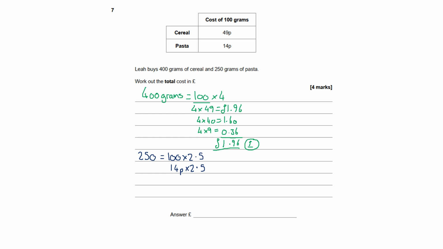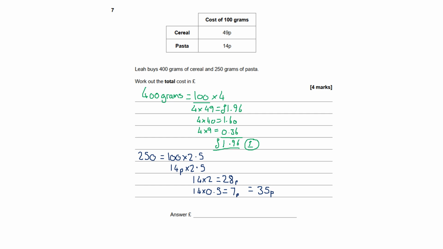So how do we do this one? Well, like the other one, we can do 14 times 2 and also do 14 times a half and add them up, because 2 and 0.5 added together gives us 2.5. So we can do that in maths, we can split it up. So 14 times 2 is 28, and 14 times 0.5 is 7. So that's 28p plus 7p. So 28 plus 7 is 35p.